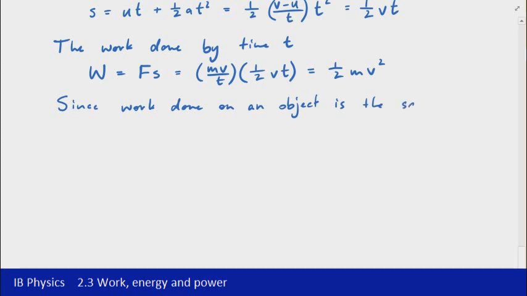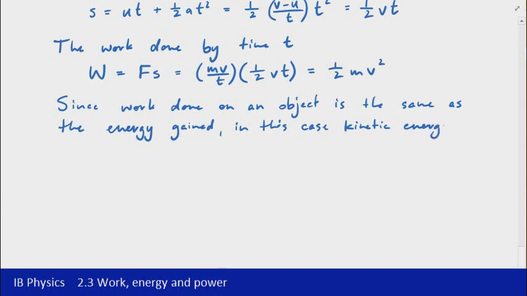So in this case the work done is in the form of kinetic energy. So we're doing work on it and the object is gaining energy in the form of kinetic energy here. We then have that expression for the work being done. We can instead express that as kinetic energy, and we use the symbol E with the subscript K, so energy in the form of kinetic energy.